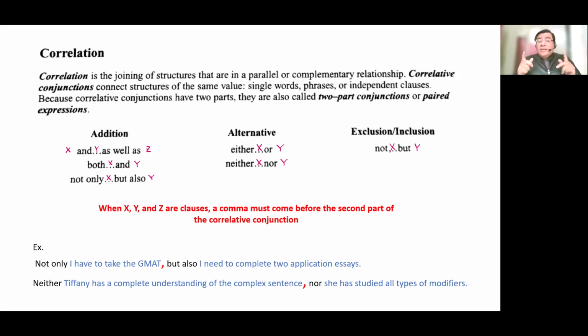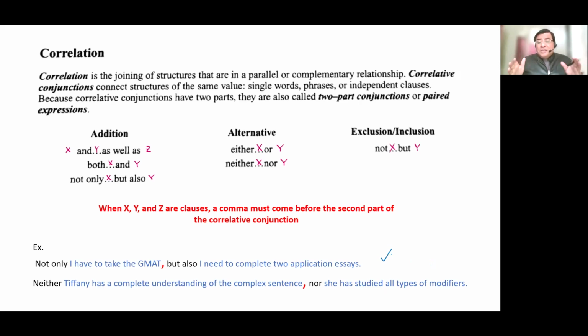Notice that when we connect verbal items of the same value using correlative conjunctions, these items being put together, X, Y, and Z, they might be clauses. And if they are clauses, then we need to use a comma just before the second part of the correlative conjunction. You can see an example here.